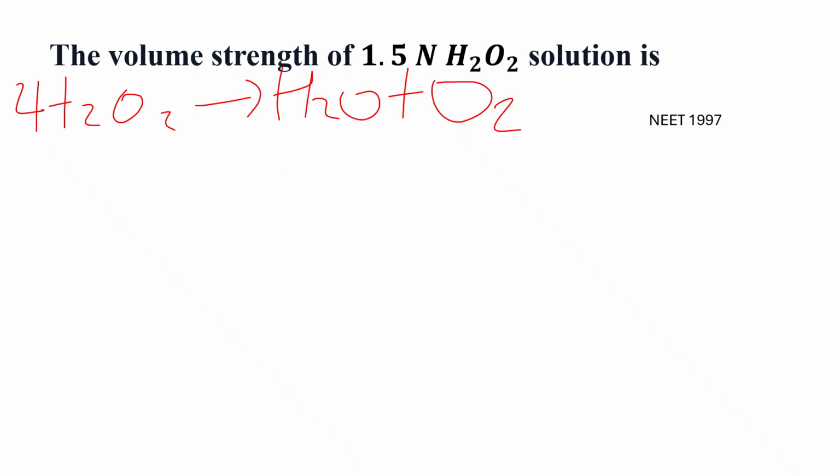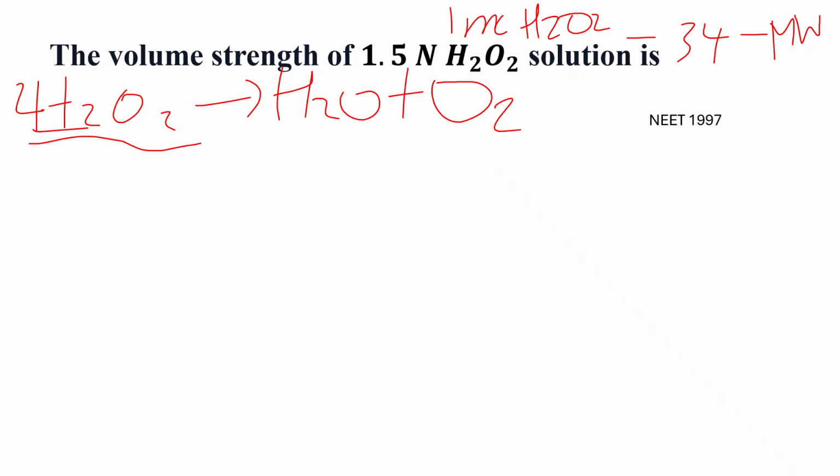From this data, the molecular weight of hydrogen peroxide: oxygen is 16, there are 2 oxygens, so 16 plus 16 is 32, and there are 2 hydrogens, so 34. This is the molecular weight of hydrogen peroxide. Then what about the equivalent weight of hydrogen peroxide? Equivalent weight is very simple. I'm writing it for 1 mole of H2O2.